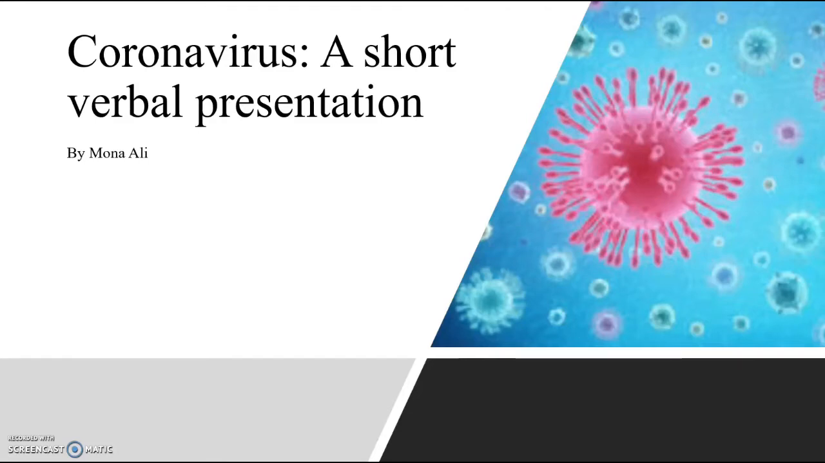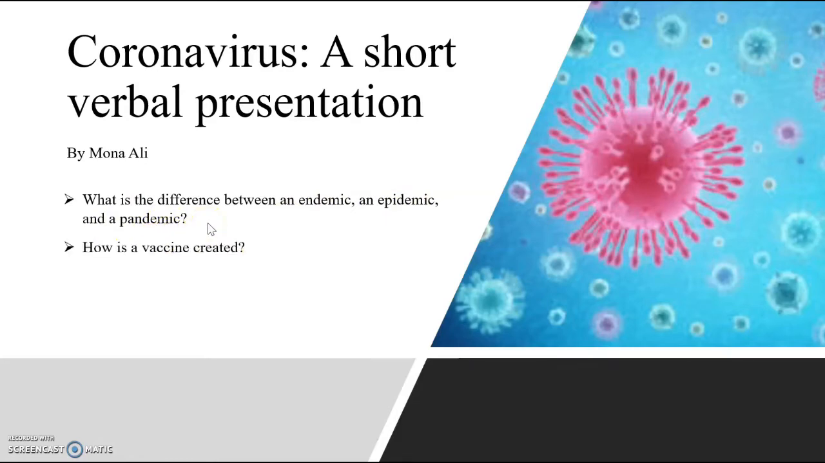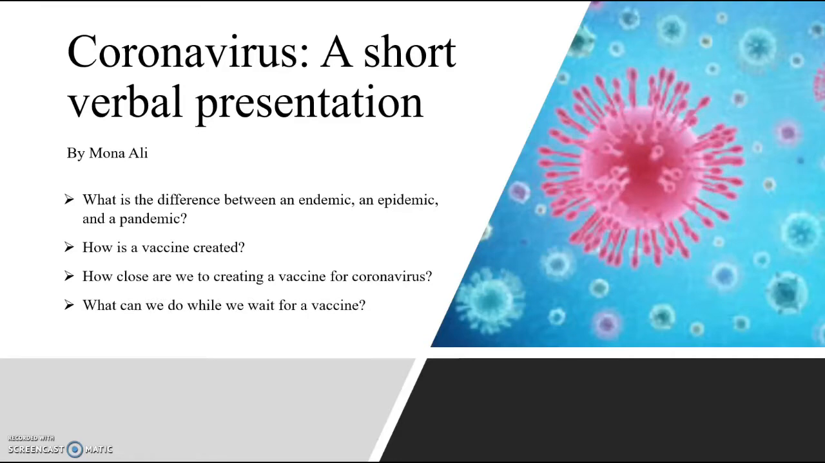I'll be answering the following 4 questions about the virus using the given source. So I'll be explaining what the difference between an endemic, an epidemic, and a pandemic is, then how a vaccine is created, leading to how close we are to creating a vaccine for the coronavirus. And then last but certainly not least, I will talk about what we can do while we wait for a vaccine. I will first talk about the difference between an endemic, an epidemic, and a pandemic.